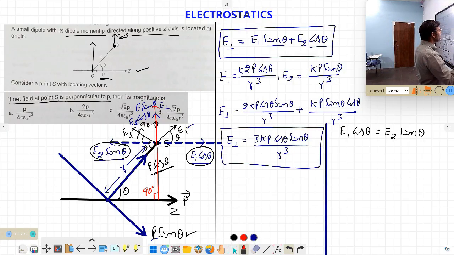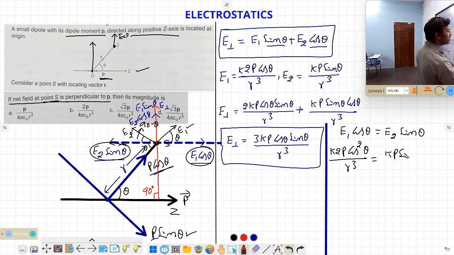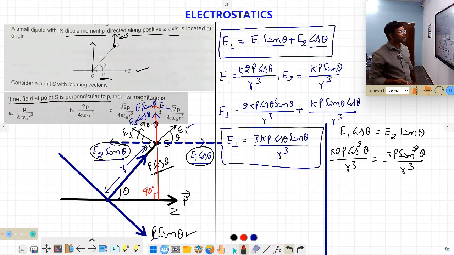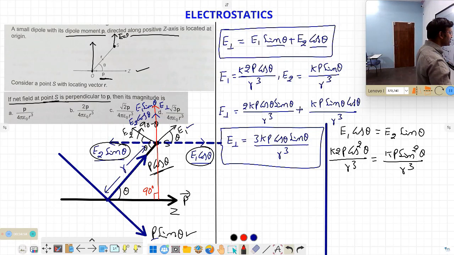So what is E1 cos theta? E1 is already written: k into 2p cos theta, into cos theta, that is cos square theta by r cube. And this is k into p sin theta into sin theta, that is sin square theta by r cube, because the E2 value has a sin theta base. I can cancel kp on both sides and r cube. We get 2 cos square theta is equal to sin square theta. Now we write it in terms of 1 minus cos square theta, since sin square theta plus cos square theta equals 1.